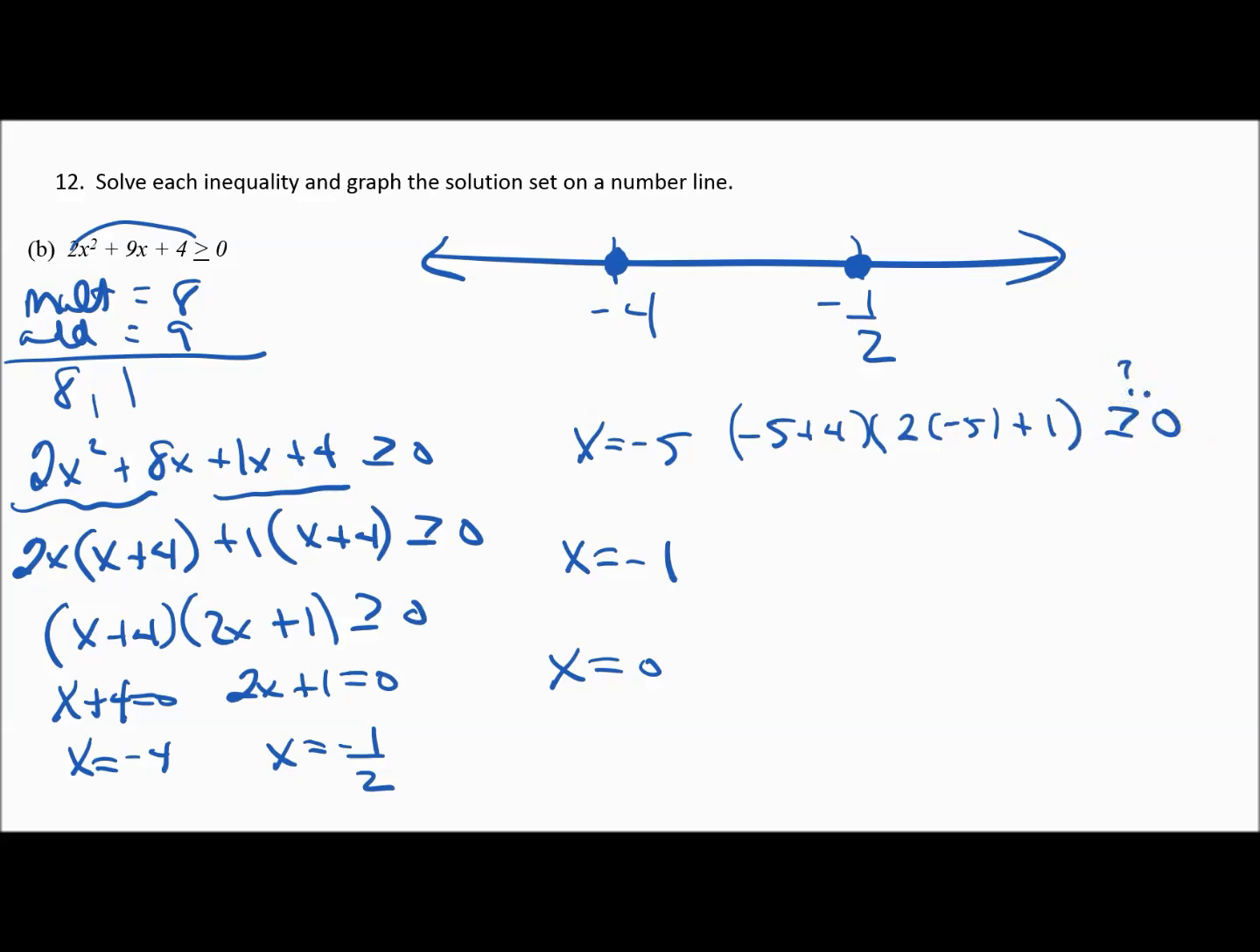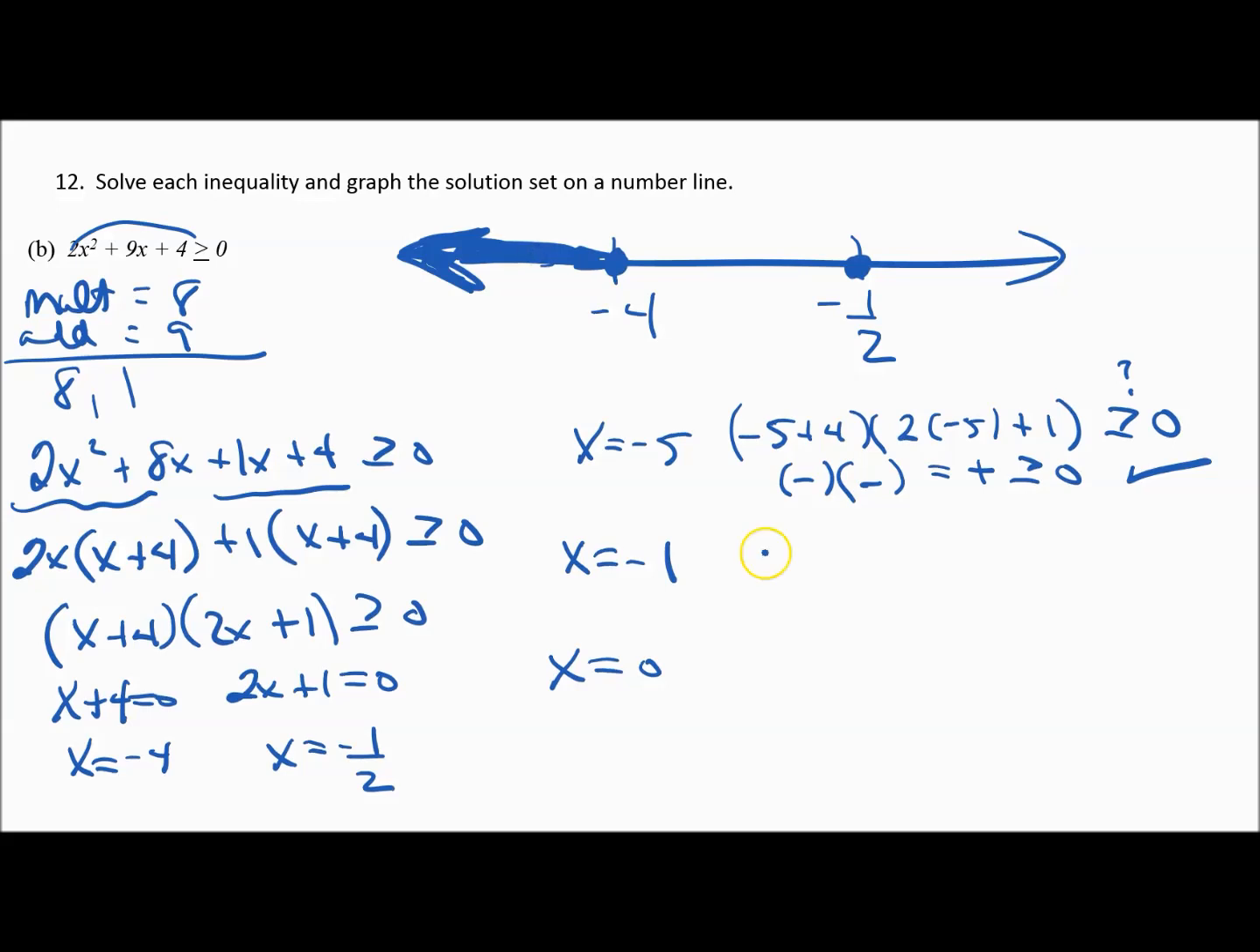That's the question. Now, you can actually do the calculations outright, or you can just say, look, -5 plus 4 is a negative number, right? 2 times -5 is -10 plus 1 is still a negative number. A negative times a negative is equal to a positive. Is a positive greater than or equal to 0? It is. Okay, so I'm going to shade all of that part of the number line in, because no matter what we plug in that area, it's going to be a true statement.